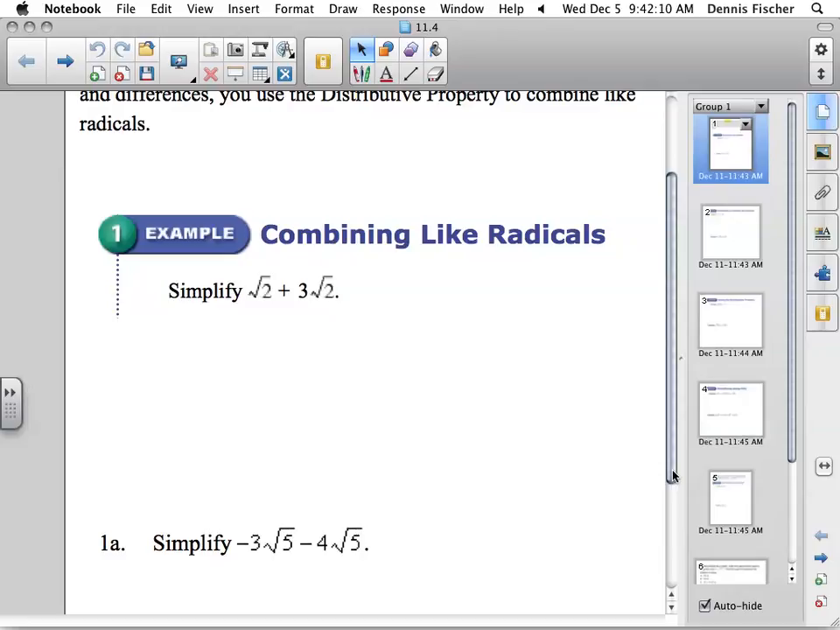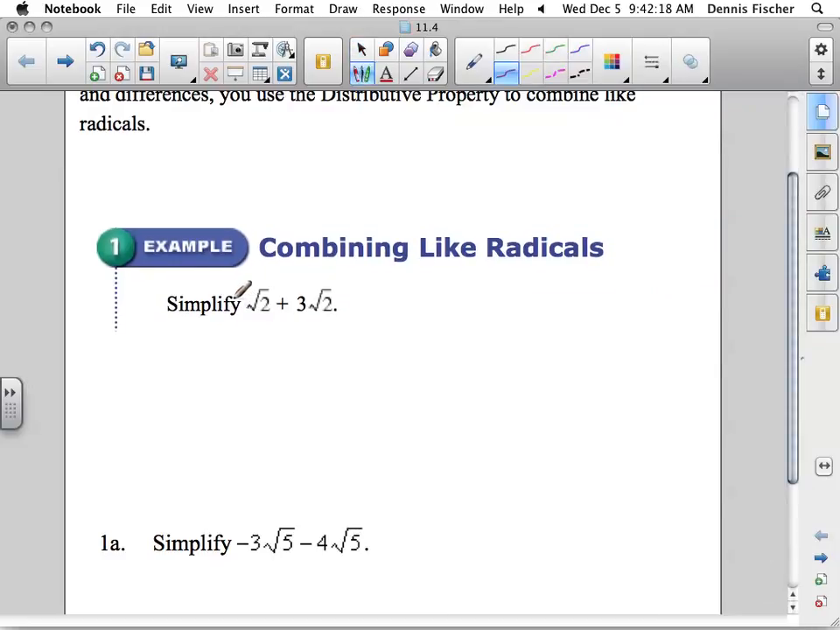1 square root of 2 plus 3 square root of 2 is 4 square root of 2. That's all we're doing. We got one of these, we got one over here, we add 3 more on, we're going to get 4 square root of 2. That's simplified. Can we break down a square root of 2 any? No. Simplified down, can't go any further.